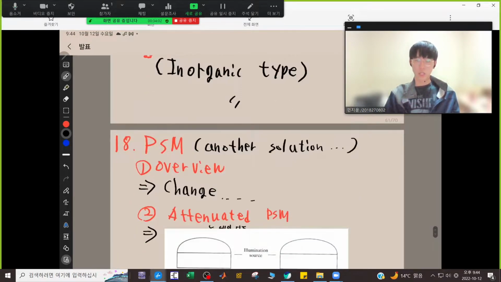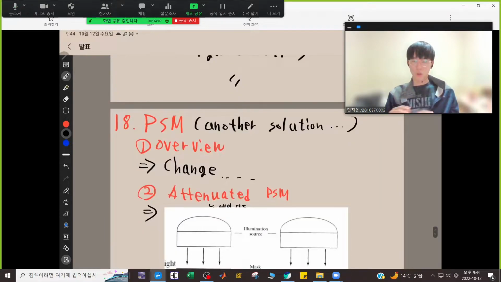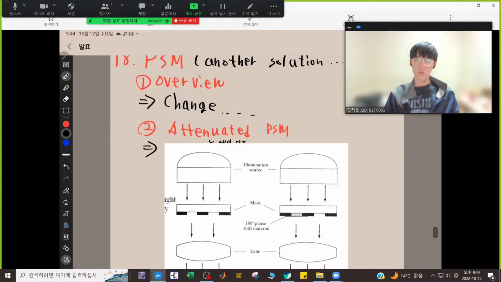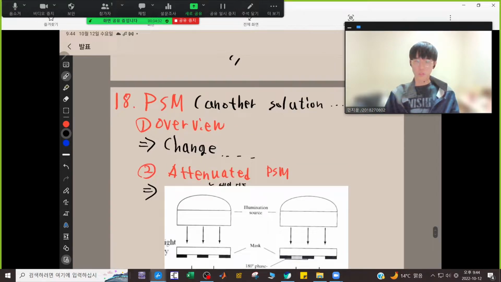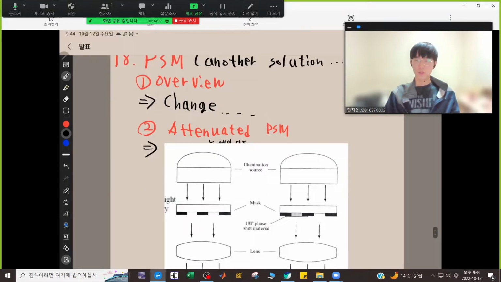Next one is PSM, phase shift mask. To solve the constructive interference, we change the mask characteristics. So the first type is the attenuated PSM.